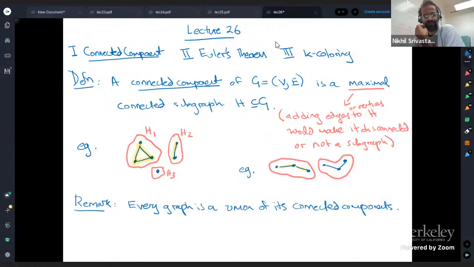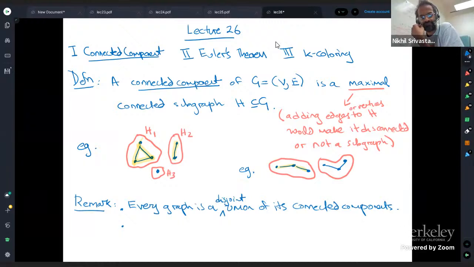Okay, so for every graph, you can break it into connected components. You find a connected component, you remove it, you keep doing this. So that's the first thing I want to say. I mean, okay, it's a disjoint union. The connected components are disjoint also. Two connected components cannot share a vertex.